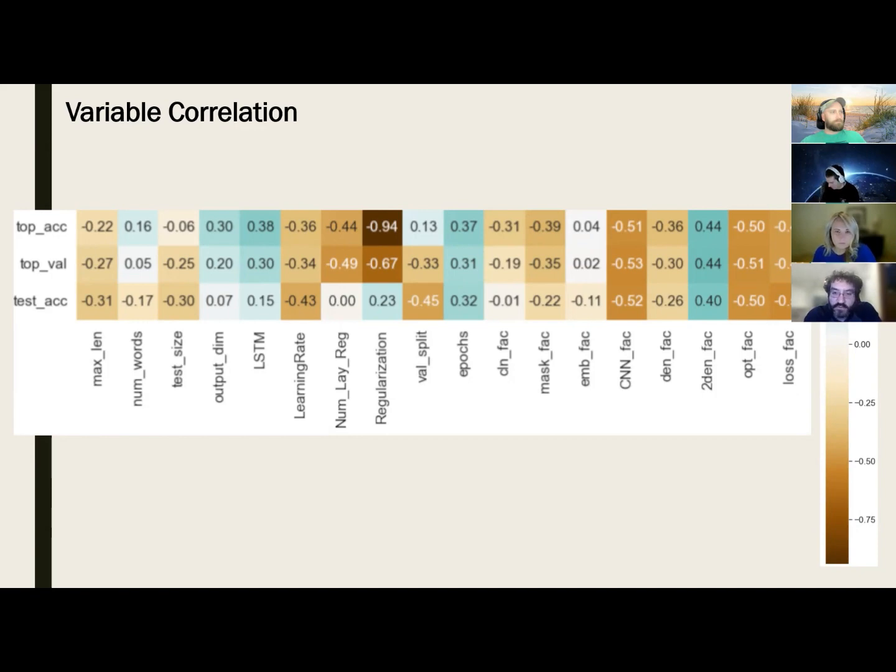Another thing to notice is, once again, with the CNN underscore fact, that means whether or not there was a CNN layer, and it's negative, but that's actually because it's a yes and a no, and the yes was labeled as 0 and the no was labeled as 1. So it shows as negative, but actually, as you add the CNN layer, the accuracy goes up.